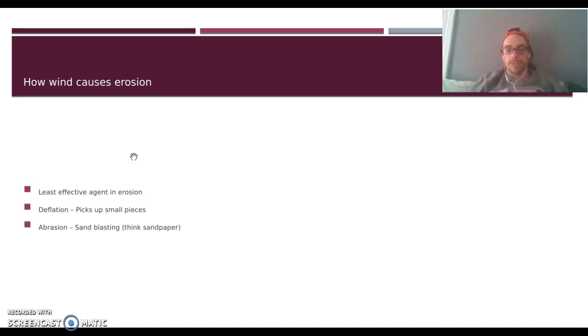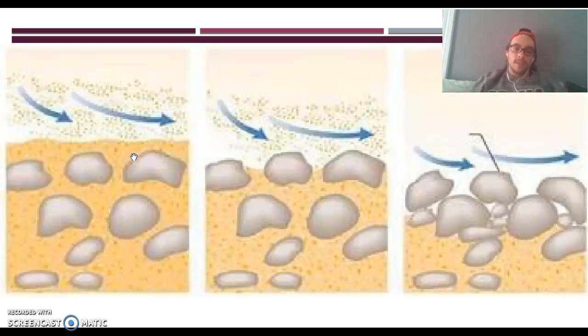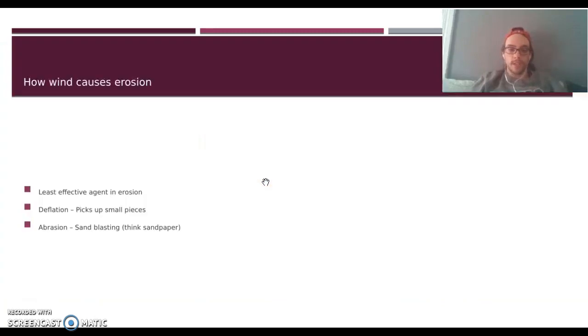So deflation is when it's picking up small pieces, but I want you to think a little more about that. Really, deflation is when it's picking up the smaller pieces in an area. So the wind comes by, it picks up this small sediment, but it still leaves behind this large rock sediment, or these large pieces of rock. So the area still has a mass, but it's losing all the smaller pieces of the mass. That's what deflation is going to be.